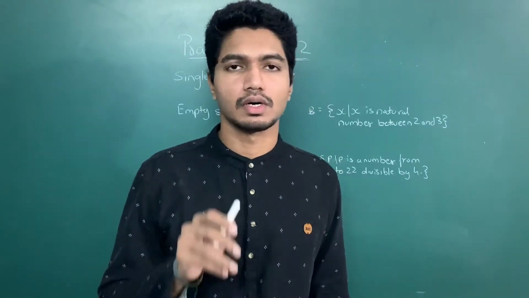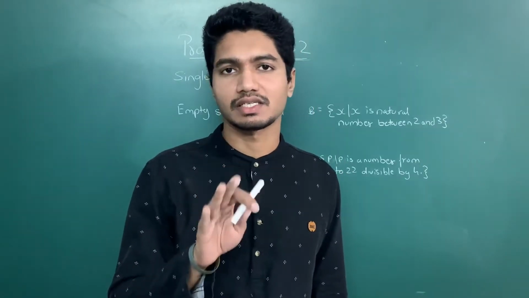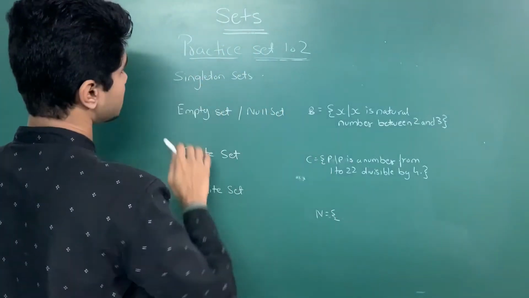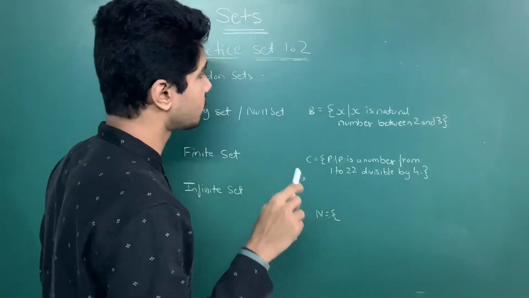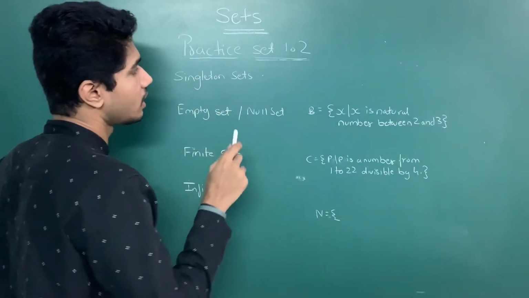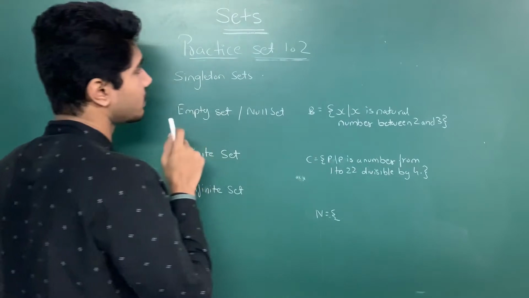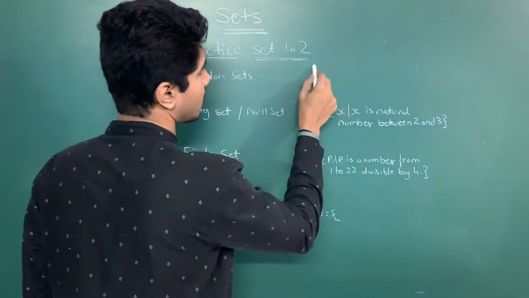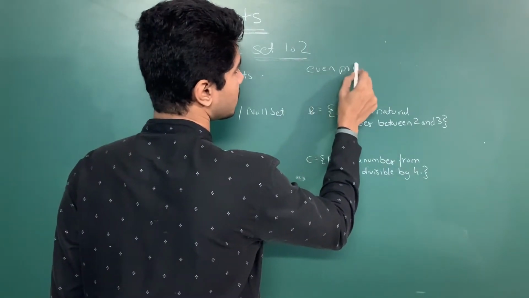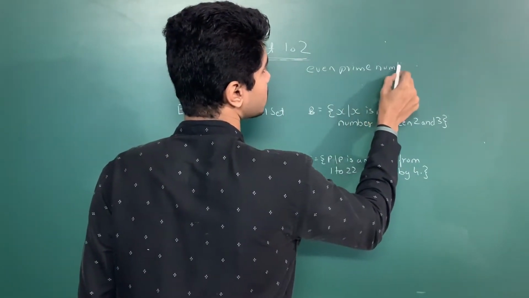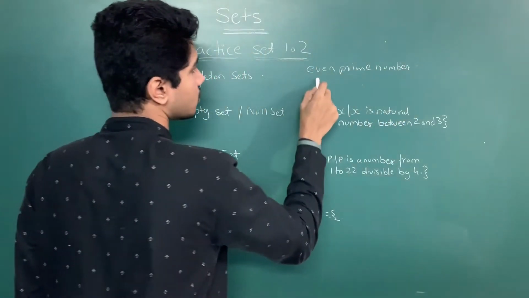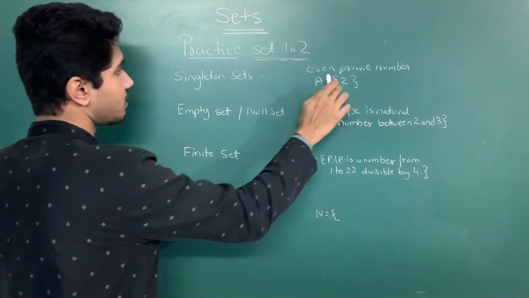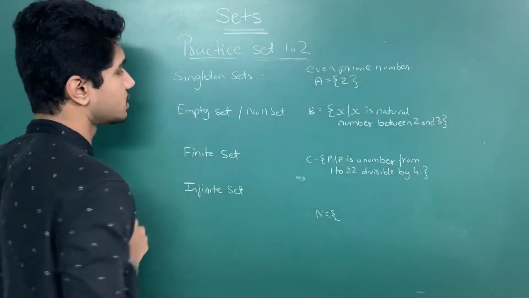Practice at 1.2. Before starting Practice at 1.2, there are some types of sets which you need to know. Let's see those types of sets. Singleton sets. Singleton sets are those sets which consist of only one element. For example, we saw in 1.1 there was one set with the condition an even prime number. For this, we have only one number in the set, that is 2. Therefore, if you see, this set has only one element, therefore it is called a singleton set.